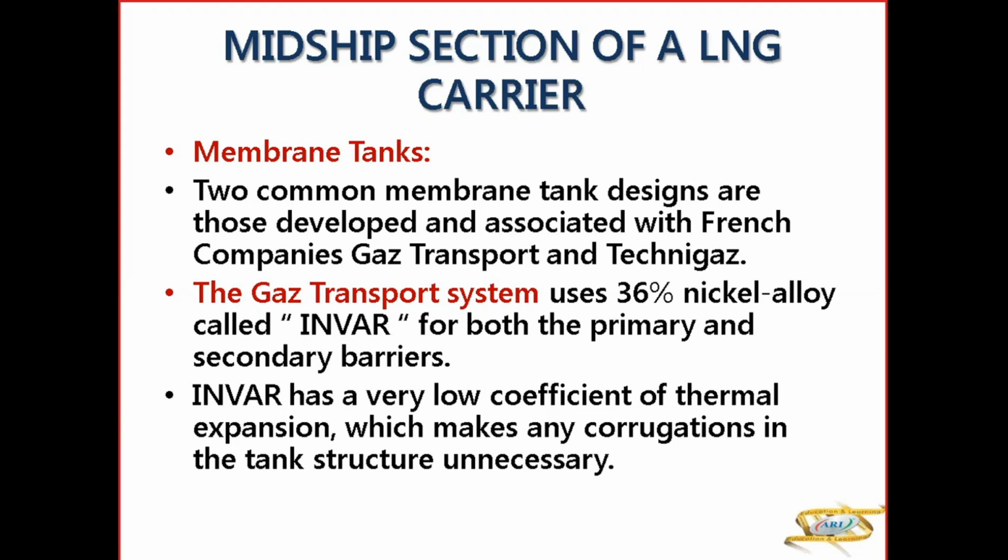Gas Transport: the material used here is nickel alloy of 36%, which is known as INVAR. That is typical for Gas Transport. Nickel alloy of 36% is used for both primary as well as secondary barriers. Now, this alloy has a very low coefficient of thermal expansion. Therefore, you don't require any corrugation. Corrugation is required in Technigaz, which is made of stainless steel.